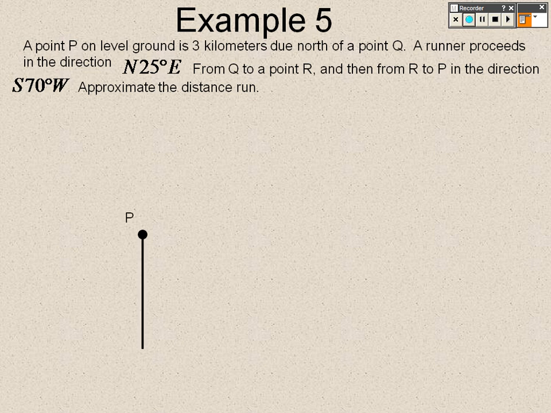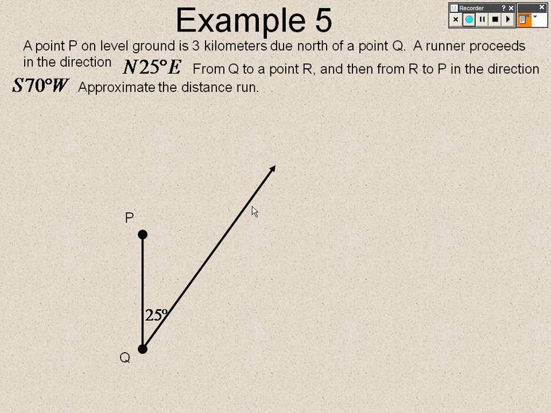So this is what I like to do. There's P. This is where we start. So what it says is a point P right here on level ground is 3 kilometers due north of Q. So, alright, so here's the point Q. That's 3 north. A runner proceeds in a direction north 25 degrees to the east. So that's why we did it this way, because this is north and that would be east. So it opens up this way. That's why it's north 25 degrees east.